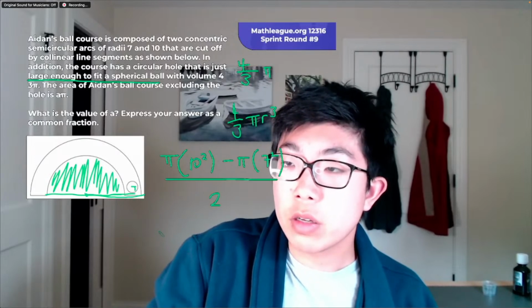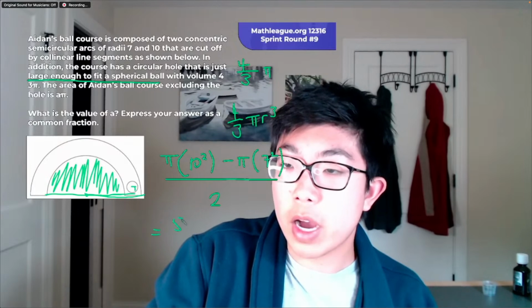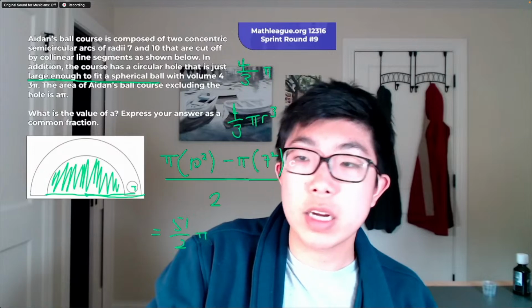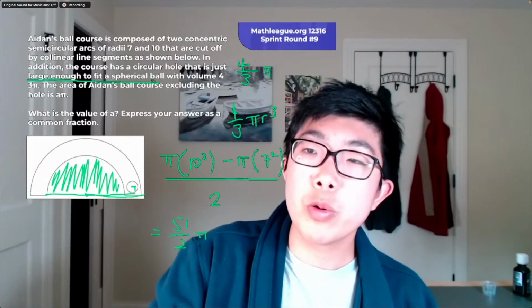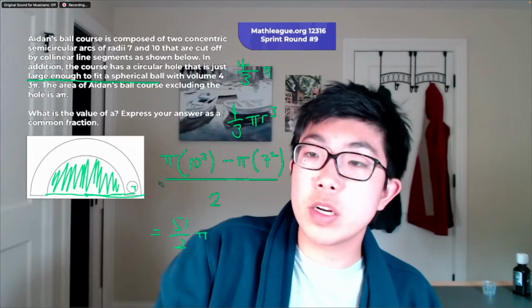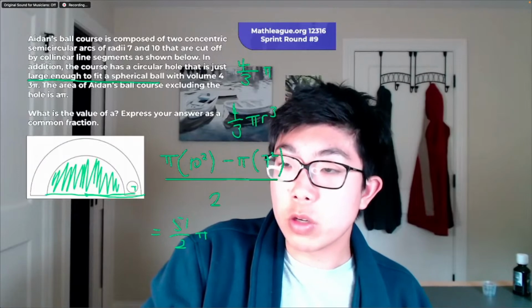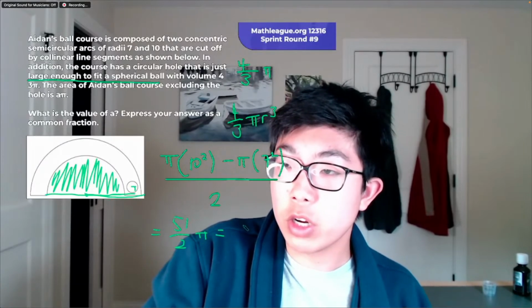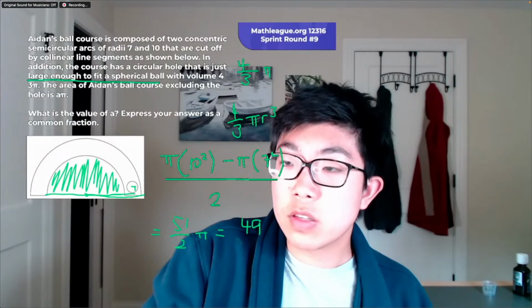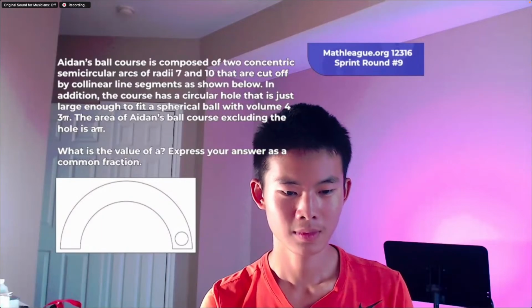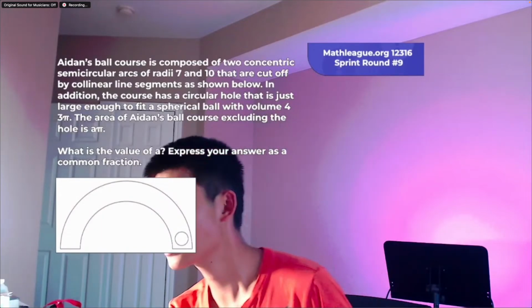So we should get something like 51 over 2 pi. However, we have to remember to subtract the area of this circle because it says we want to exclude the hole. And the hole has a radius of 1, so we can find that the area of this circle is just pi. Therefore, we just subtract pi to get a final answer of 49 over 2 for A, since it only wants the coefficient of pi. And let's check our answer here. And it is correct. Yeah, and that's a great job.